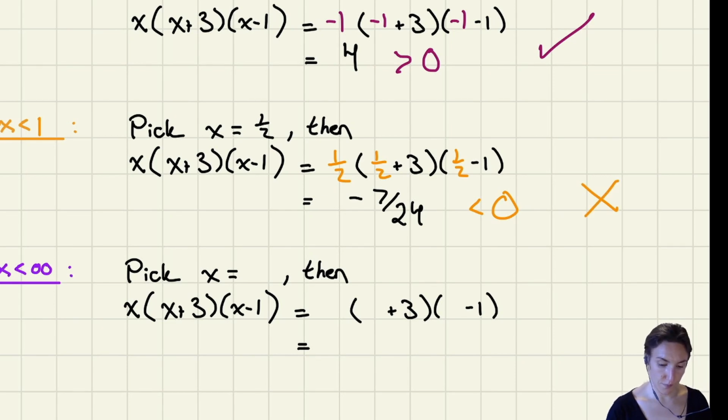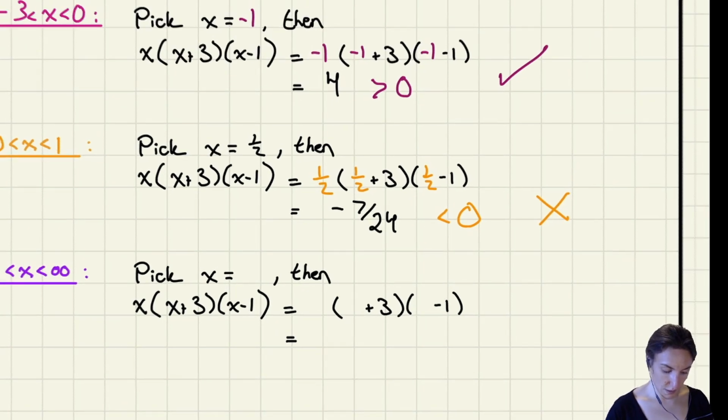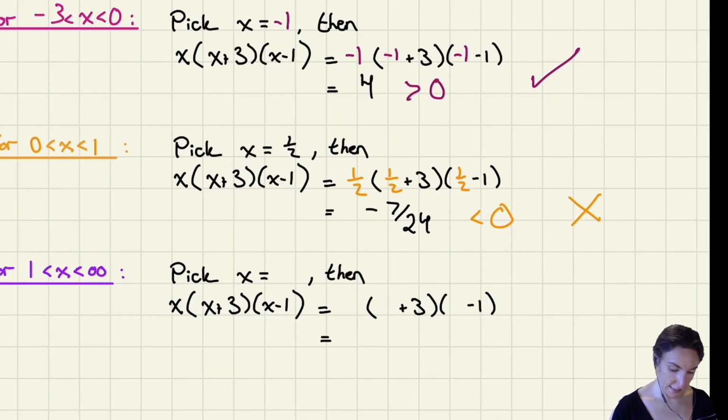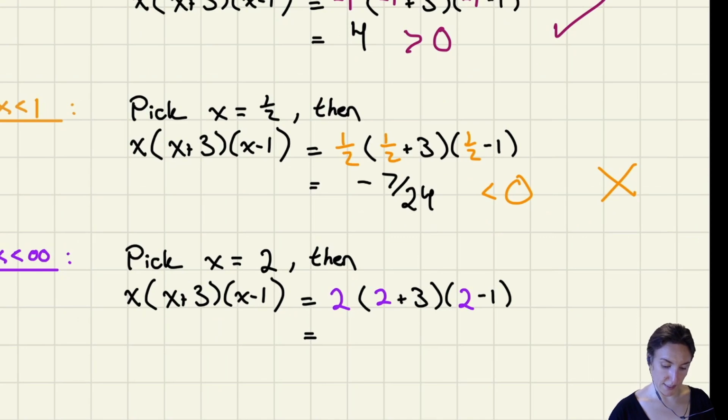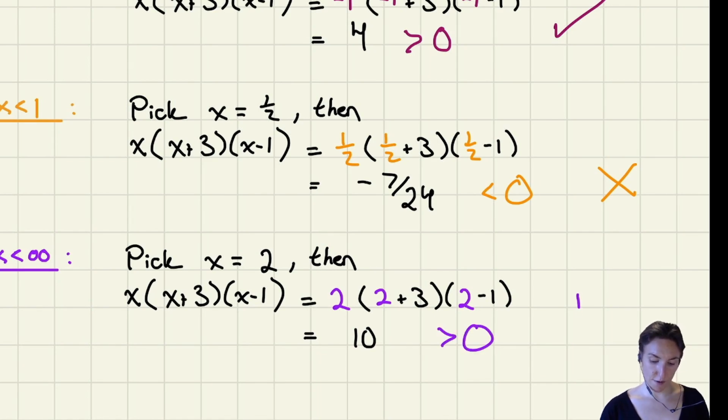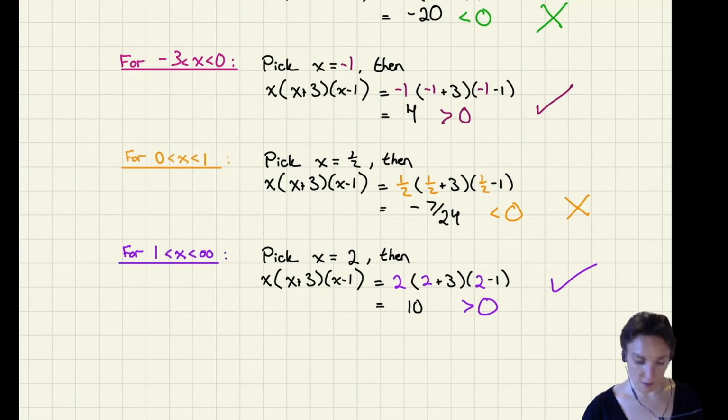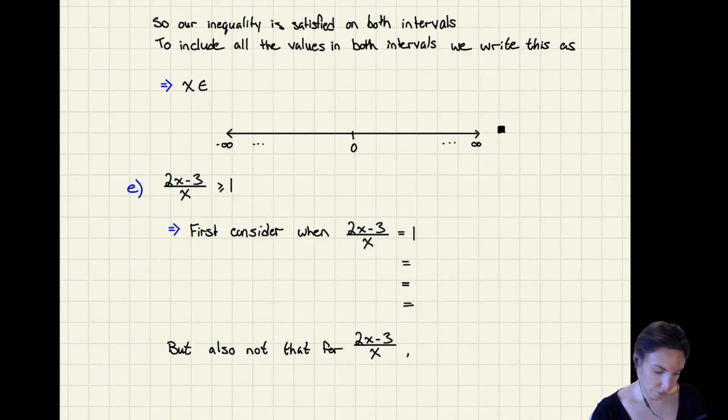Not allowed. And finally, something between 1 and infinity. Let's say that I pick 2 and I plug 2 in. 2, 2, 2. I multiply those things out. I'm going to end up getting 10. This is greater than 0. This is good. This is allowed. Our inequality is satisfied in 2 intervals. So we saw that our negative 3 to 0, that was fine. And remember, it included those points because we had greater or equal to.